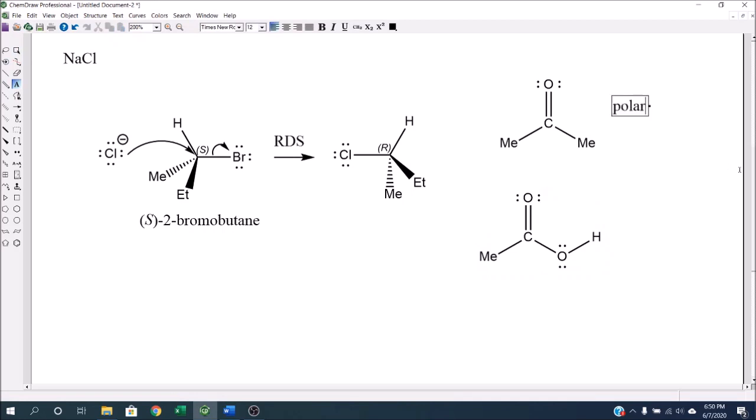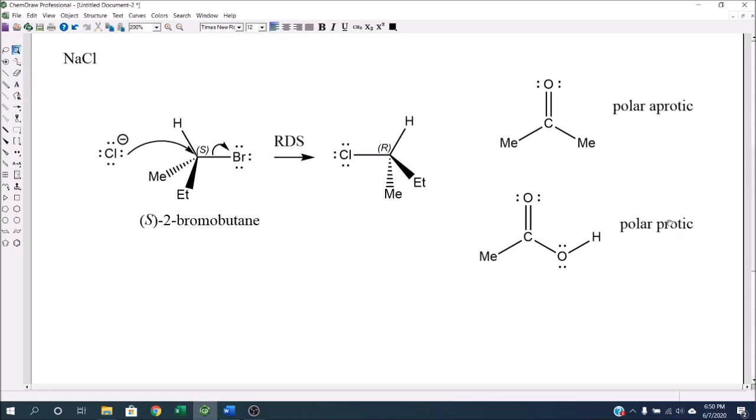This right here is a polar solvent. It's definitely polar because the oxygen contains a partial negative and the carbon below the oxygen contains a partial positive, but it's aprotic. And the reason it's aprotic is because none of the hydrogens out here on these methyl groups are connected to nitrogens, oxygens, or fluorines. This, on the other hand, acetic acid, is a polar protic solvent.